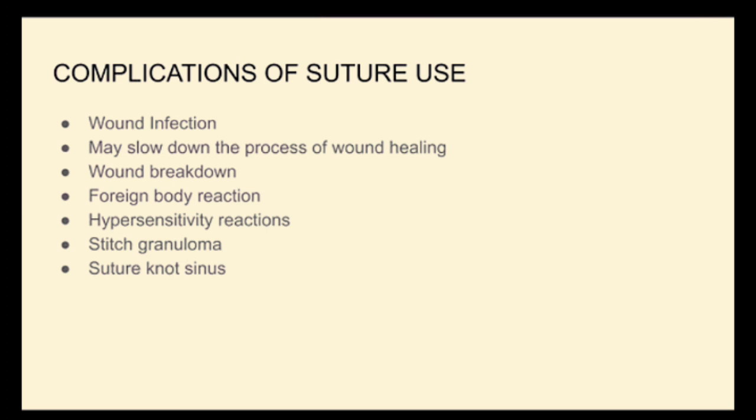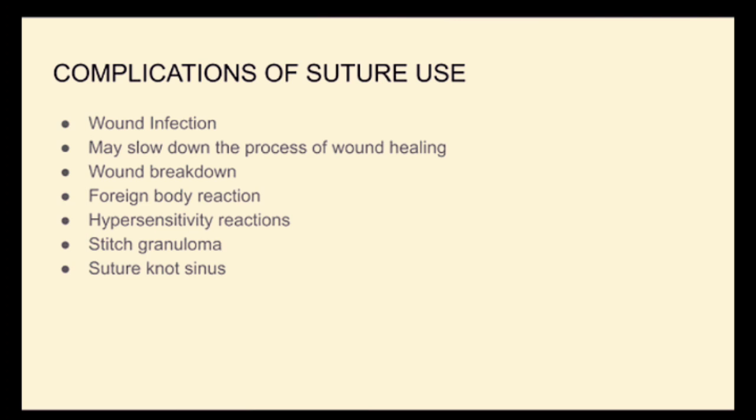So now I'll talk about complications of suture use. A suture is a foreign body, so there are certain complications that are associated with use of sutures, such as wound infection. The site where you suture can become infected, especially when we use multifilament sutures that have crevices where organisms can be harbored. So they have a higher risk of wound infection. Also, it may slow down the process of wound healing. It may also cause wound breakdown, and because it's a foreign body, maybe foreign body reaction. Certain individuals can also have hypersensitivity reactions to the sutures.